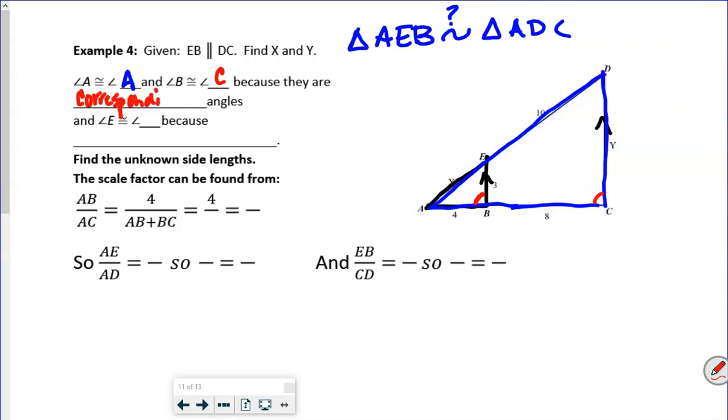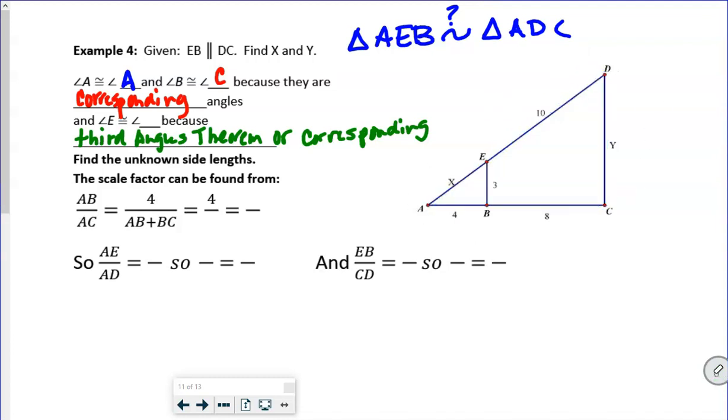And you guys should remember that from early on in the year. And then we're going to look at angle E up here. Angle E is congruent with what angle? Angle D. Now, that could be congruent because of the third angles theorem. Or, why else would it be? Could it be congruent? Corresponding angles again, right? You got it. Okay. So we know that they are going to be similar because we have three angles that are congruent. Y'all got me? So now what we want to do is figure out what the scale factor is.